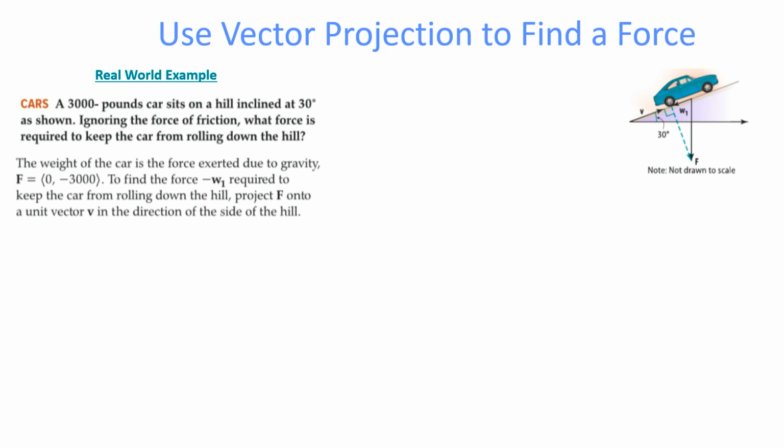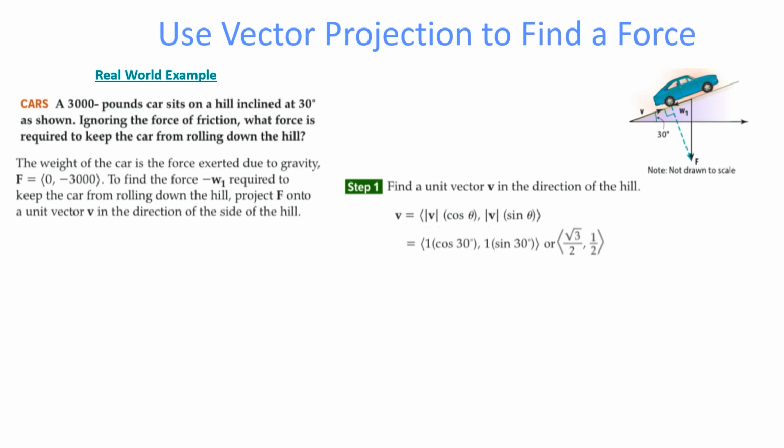Here is a real-life example that we can use to find a force of a car going down a hill. Here is the question on the left-hand side of the screen. We can use the following steps to find the force of the car going down the hill. We can find a unit vector in the direction of the hill by doing the following and using the formula shown in the last lesson.